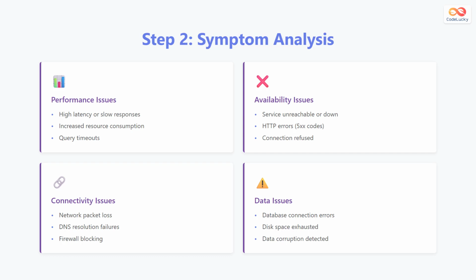The second step is symptom analysis. Understanding what type of problem you are dealing with helps narrow down the root cause. Performance issues manifest as high latency, slow responses, increased resource consumption, and query timeouts. Availability issues show up as services being unreachable, HTTP errors with 500 codes, and connection refused errors. Connectivity issues include network packet loss, DNS resolution failures, and firewall blocking. Data issues involve database connection errors, disk space exhaustion, and data corruption. By categorizing the symptoms, you focus your investigation on the most likely problem areas.